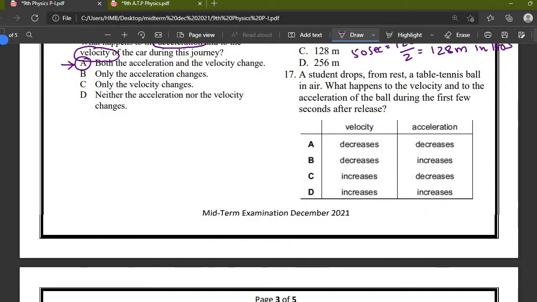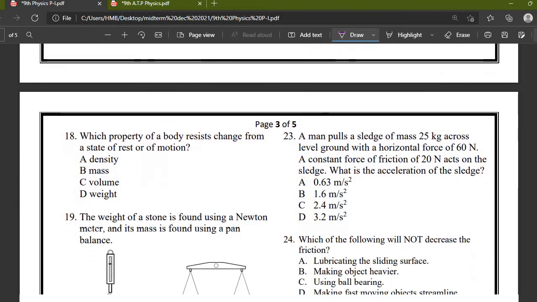A student drops from rest a table tennis ball. What happens to the velocity and the acceleration of the ball during the first few seconds after release? So as we know, whenever an object is dropped from rest, its velocity is 0 and acceleration is also 0. When it starts falling, velocity increases at a constant rate, while acceleration also increases. So the correct answer will be option D, that velocity increases and acceleration also increases.